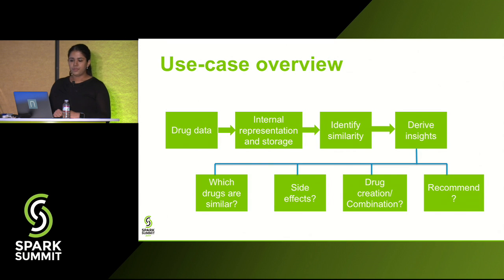So, a brief overview of our use case. We start with raw drug data. To derive any insights, if we just have a chemical composition like carbon, hydrogen, oxygen, nitrogen, I can't really do much unless I represent it in a format that a model or an algorithm can take in. Also, if you have vast amounts of data, storage and representation is very crucial. So we talk about how we go from drug data to an internal representation or storage.